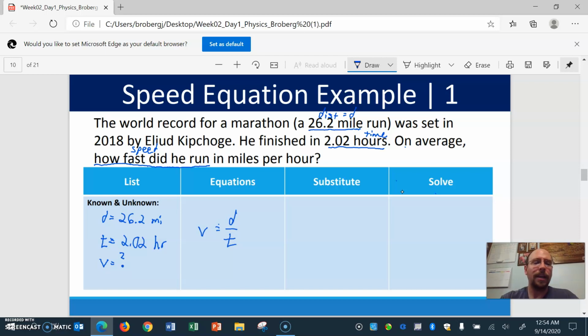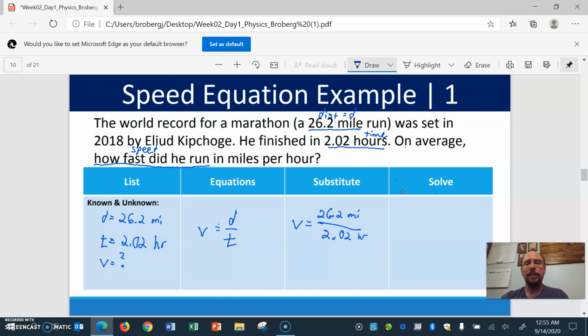And here's kind of how I do it. If I don't know something, I just leave it as the letter. So in this case, I don't know speed. I leave the V or the speed the way it is. But the distance and the time I know, so I'm going to put those into the equation. So I put 26.2 miles, and I put the unit in up on top. And then for the time, I put 2.02 hours in place of the T. And now that I have things substituted in, it works out really well where I can do the math with it and solve the problem.